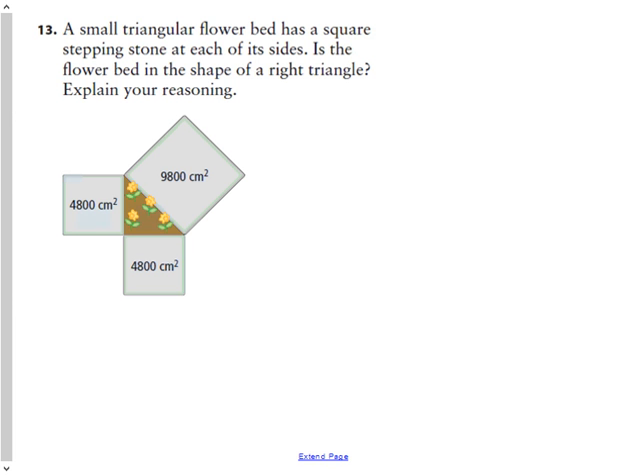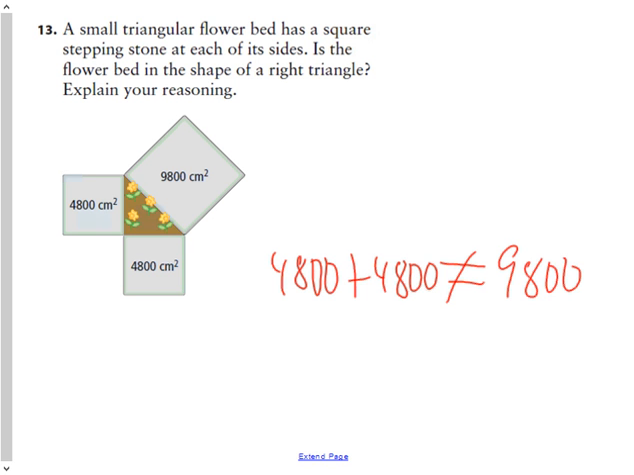Question 13, a small triangular flower bed has a square stepping stone on each of its sides. Is the flower bed in the shape of a right triangle? Explain your reasoning. Well, as always, 4,800 plus 4,800 does not equal 9,800, and therefore this is not a right angle.